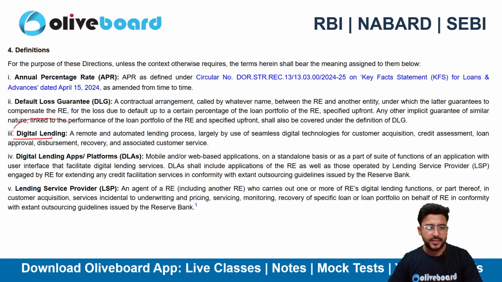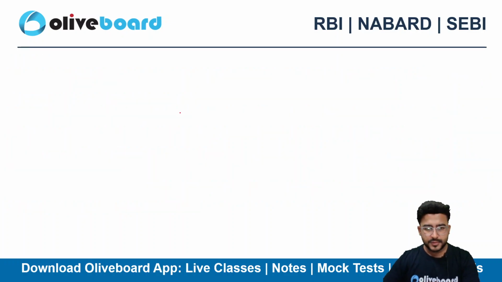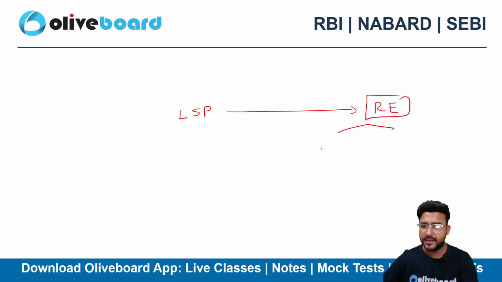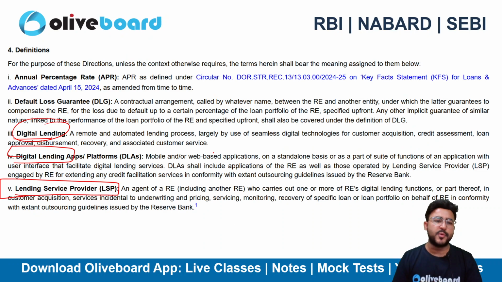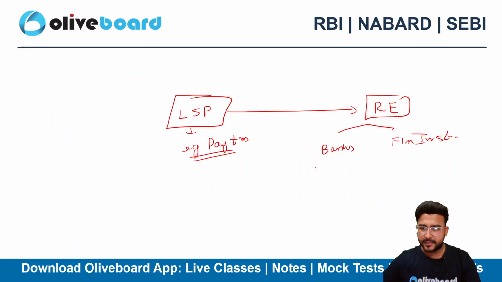And how do we digital lend? Through digital lending applications and lending service provider. Okay. So let me just quickly take an example. So there is a lending service provider who brings customers for the RE, regulated entity. So RE is nothing but banks and financial institutions, right? LSP is nothing but a fintech company or an entity like Paytm, for example. That's a lending service provider, say for example, of HDFC Bank, right? So he's bringing the customers.